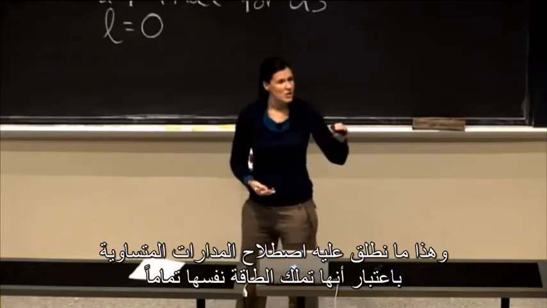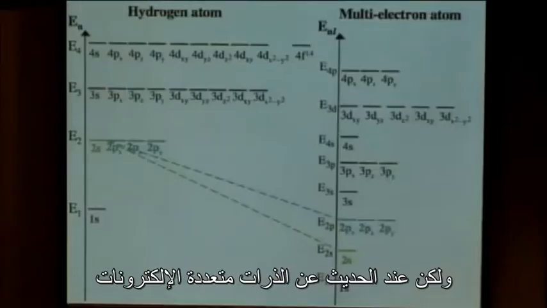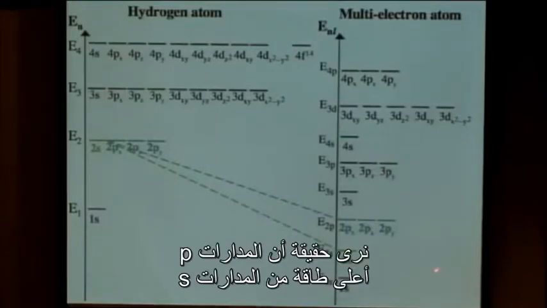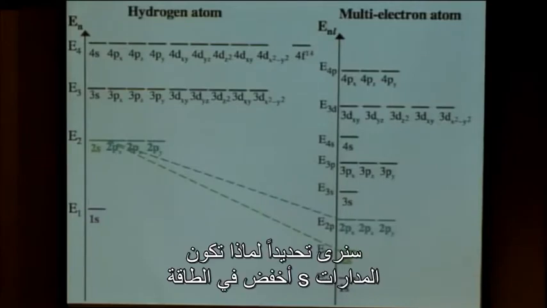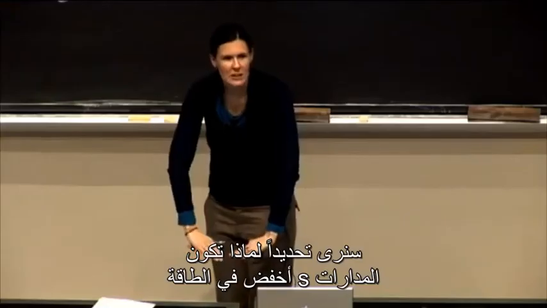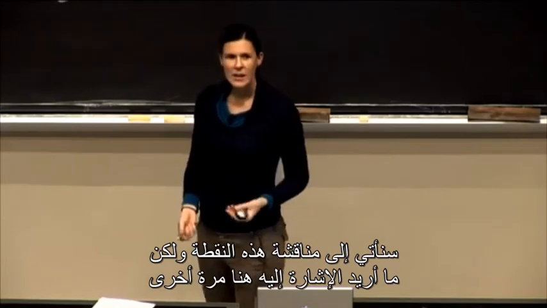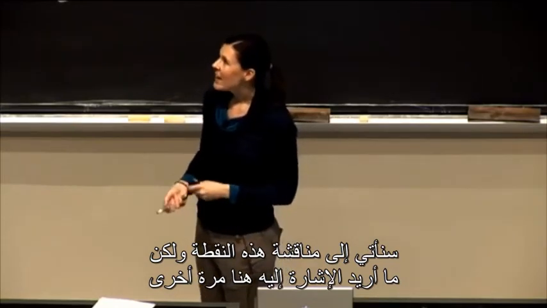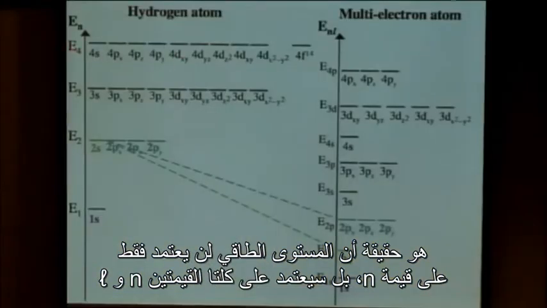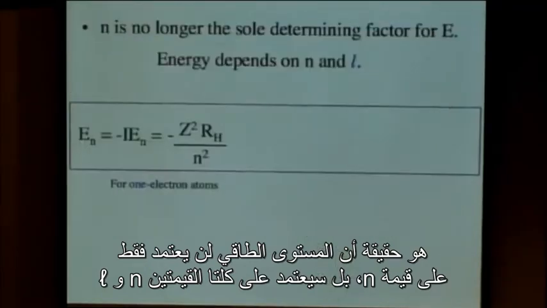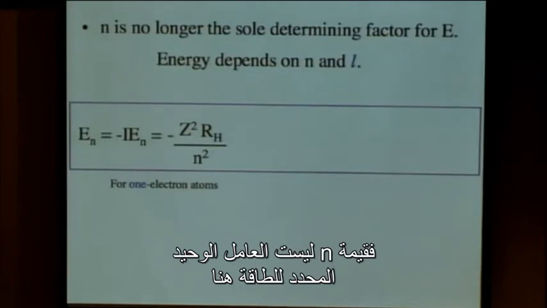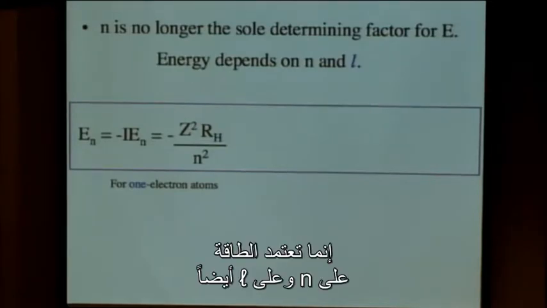They're the same energy. But when we get to the multi-electron atoms, we see that actually the p orbitals are higher in energy than the s orbitals. So we'll see specifically why it is that the s orbitals are lower in energy. We'll get to discussing that. But what I want to point out here, again, is the fact that instead of just being dependent on n, the energy level is dependent on both n and l. So n is no longer that sole determining factor for energy. Energy also depends both on n and on l.